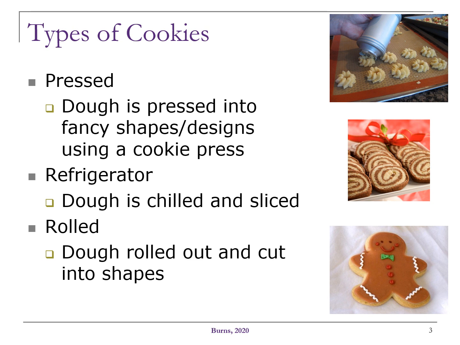The final type of cookie are the rolled cookies, such as the gingerbread cookies or sugar cookies that we have for the different holidays. These cookies are rolled out on the countertop and then are cut out using different shaped cookie cutters.